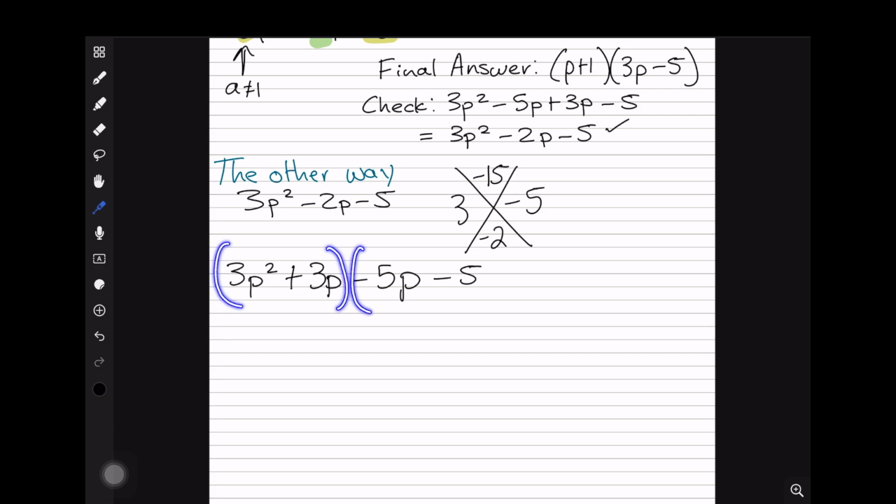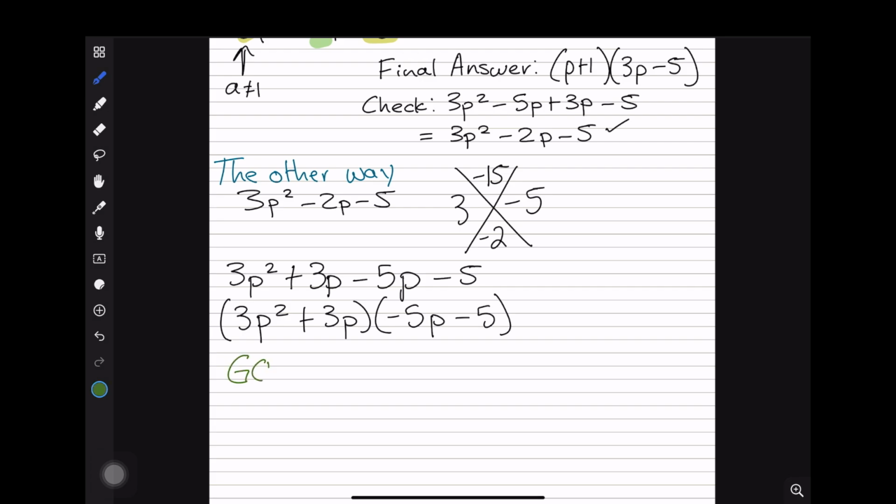So now you want to separate those two things. You want to group them. Now you're going to have 3p squared plus 3p. So the second one is negative 5p minus 5. And now you want to find the greatest common factor. So the greatest common factor between 3p squared and 3p is just the 3p. So now you have 3p. To get to 3p squared, you need another p. Now you have 3p. To get to 3p, you need a 1.